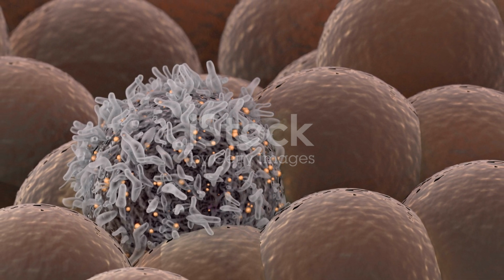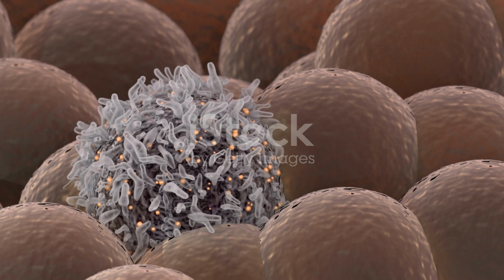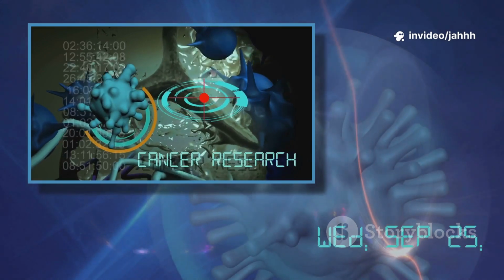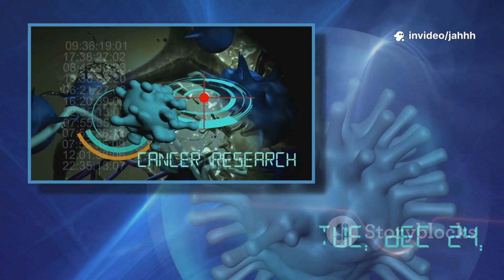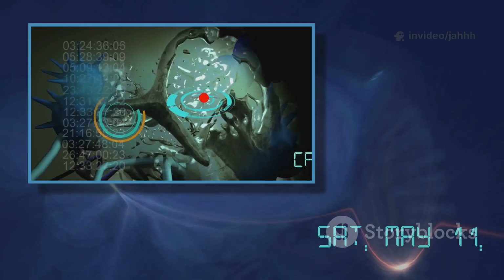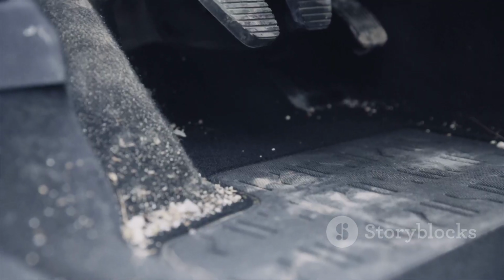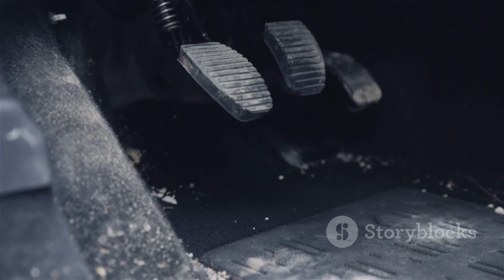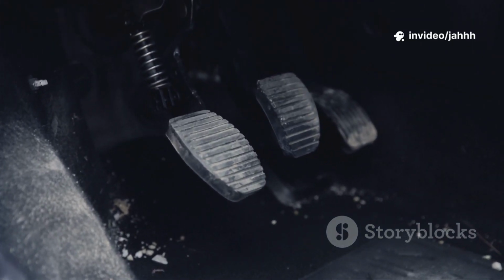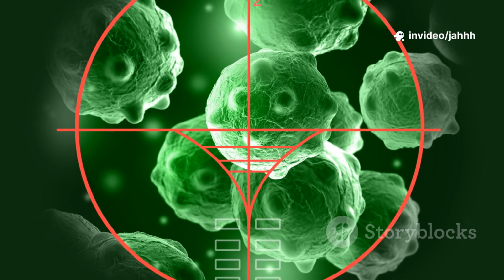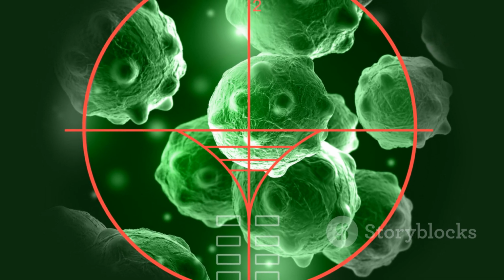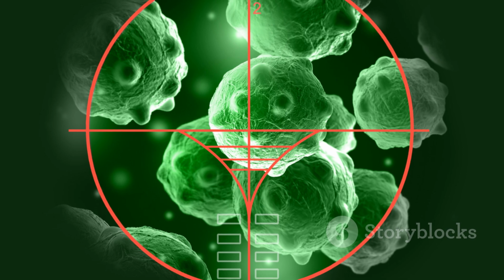The cell can still function normally, and the error is inconsequential. But some hit critical genes, the ones that act as master controllers, regulating cell growth, division, and even cell death. These genes are essential for maintaining order and preventing chaos. Imagine a car where the accelerator gets stuck, constantly pushing the engine to go faster, or the brakes fail, leaving you unable to stop. In a similar way, if these critical genes are mutated, a cell can start dividing uncontrollably, ignoring the signals that normally keep it in check.